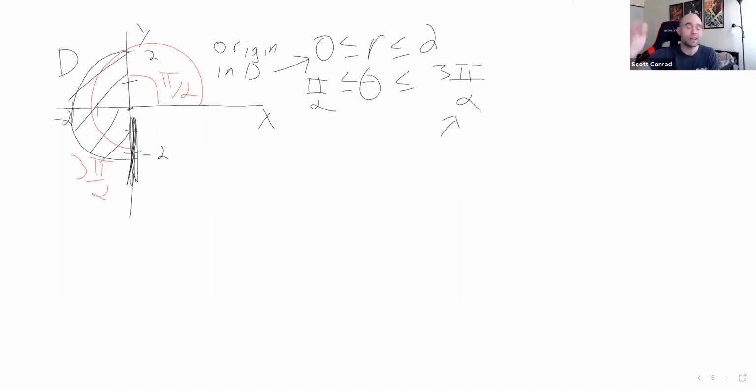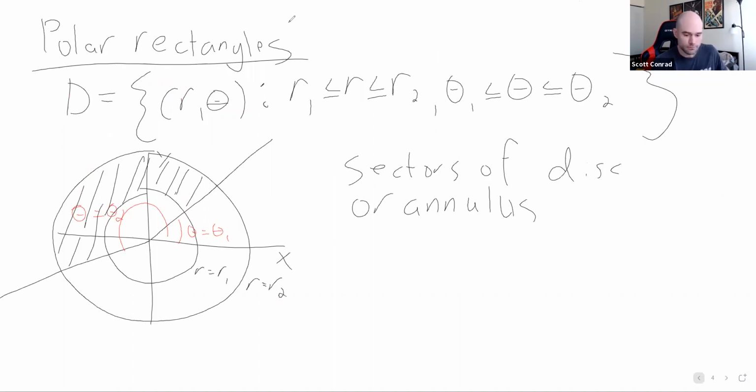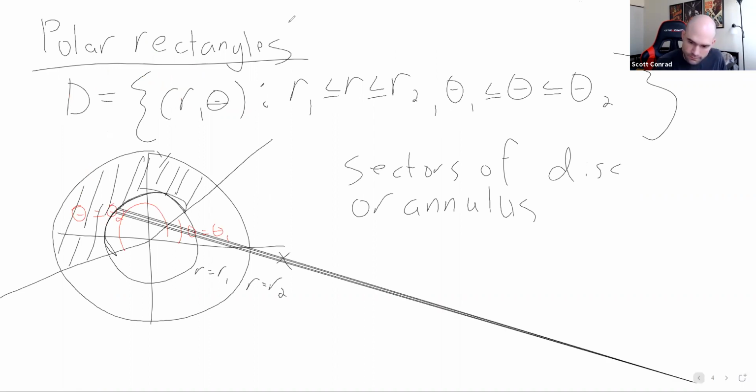So if the origin is in your region, then r is always bounded below by 0. It will not always be like that, though. For instance, in this one, if we take this bit of the annulus, the origin's not in there, right? So r is going from the closest points we get, which are on this curve, r equals r1, and the furthest away we get is this curve, which is r equals r2.